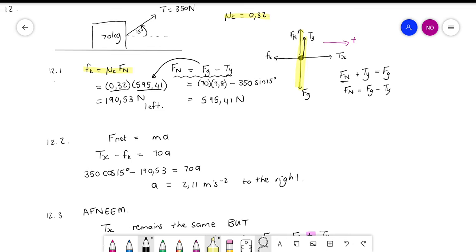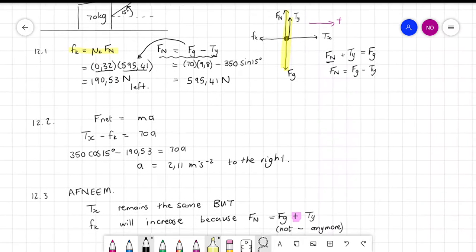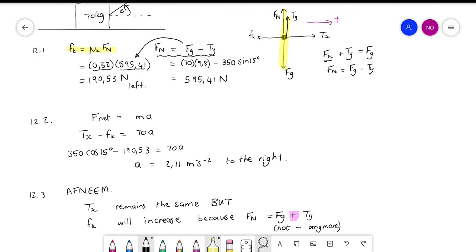Die x-komponent werk ons uit deur te sê die spanningkrag maal met kos van 15 grade en minus daai een wat jy nou in die vorige vraag uitgewerk het, and then we get that it accelerates at 2,11 meters per second squared to the right. Okay, so altyd van daai is redelik maklik. Nou sê hulle vir jou, indien dieselfde krag nou 'n stootkrag word, steeds teen 'n hoek van 15 grade met die horisontaal, sal die versnelling toeneem, afneem of dieselfde bly.